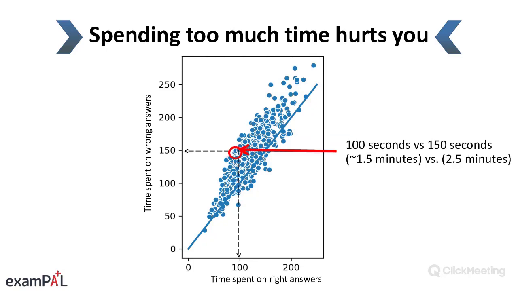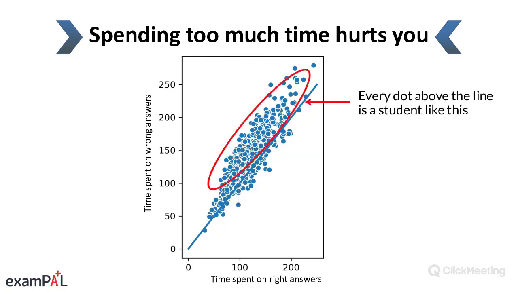And here there's one specific example. For example, in the red circle, the specific student spends about 100 seconds on average on questions they got right and about 150 seconds on questions they got wrong. The vast majority of our students are above the line, and that means that they have spent more time on questions that they got wrong.